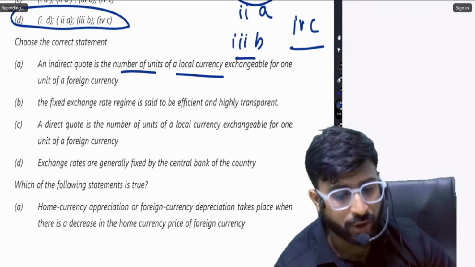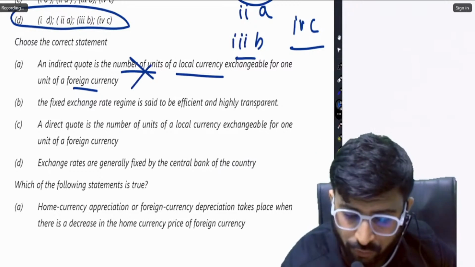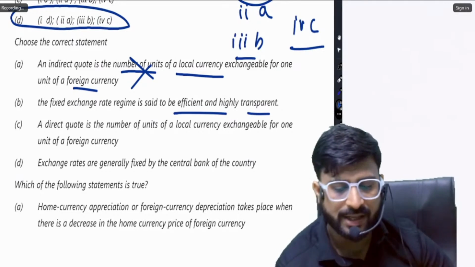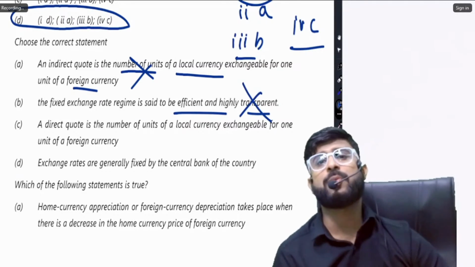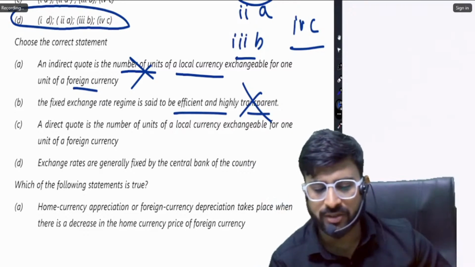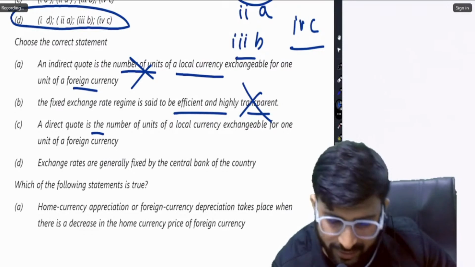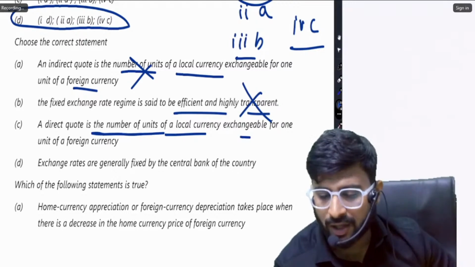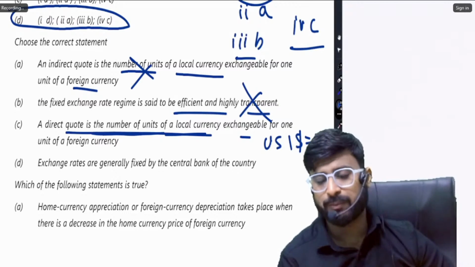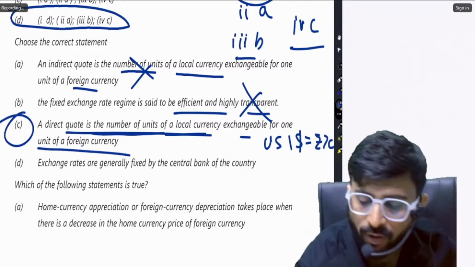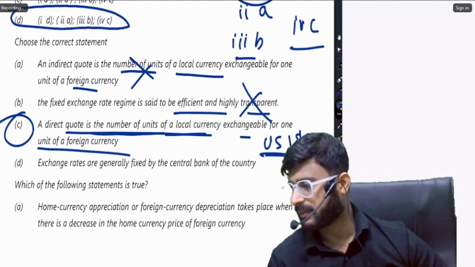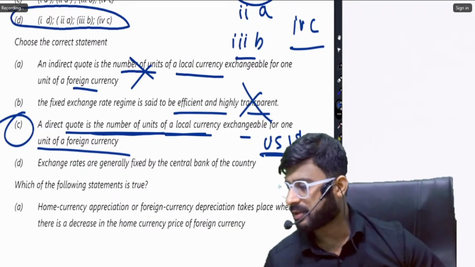An indirect quote is the number of units of a local currency exchangeable for 1 unit of foreign currency. No, it is written the wrong way around. The fixed exchange rate system is said to be efficient and highly transparent. No, it's not transparent. Why? Because here there is entirely dictatorship being seen, entire government control being seen. A direct quote is the number of units of a local currency. For example, US $1, I told you now, is rupees 70. So that is correct. A direct quote is the number of units of a local currency for 1 unit of foreign currency. So see, 1 unit of foreign currency, units of local currency. That's the correct answer.